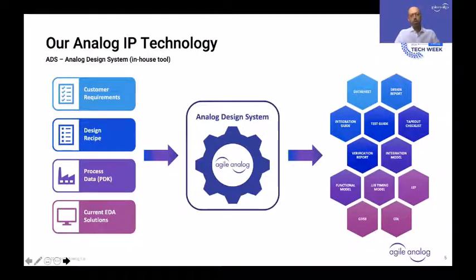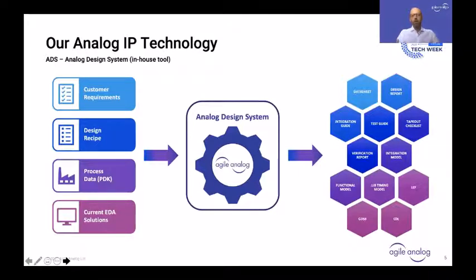So these 4 components go into our ADS design system. The wheel turns and we output a set of automatically generated deliverables. And these include the traditional deliverables that you would expect. So GDS, CDL, LEF, and timing models.